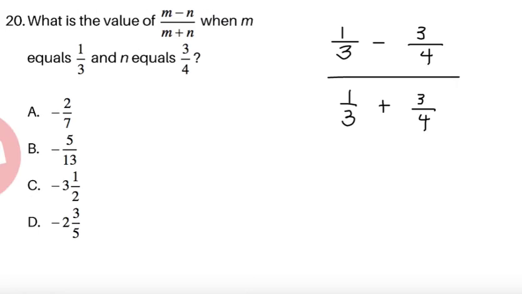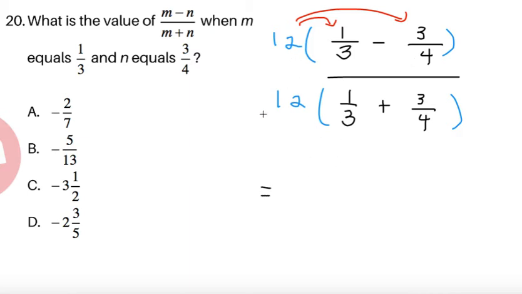For item 20, what's the value of m minus n divided by m plus n when m equals 1/3 and n equals 3/4? So direct substitution. Now, to simplify these complex fractions, I like to multiply by the LCD of the terms. So let's try to multiply 12 in the numerator and obviously 12 in the denominator as well. We can distribute the factor. So 12 times 1/3 and then 12 times 3/4.